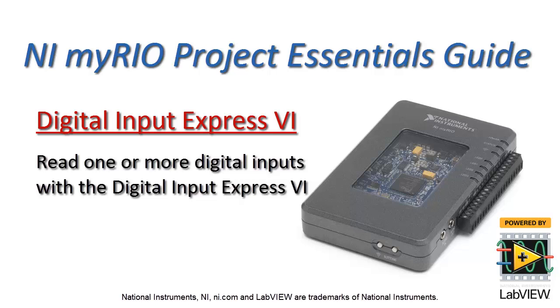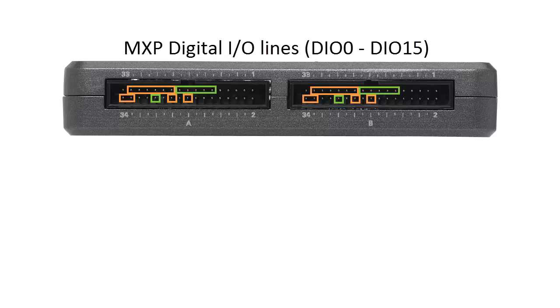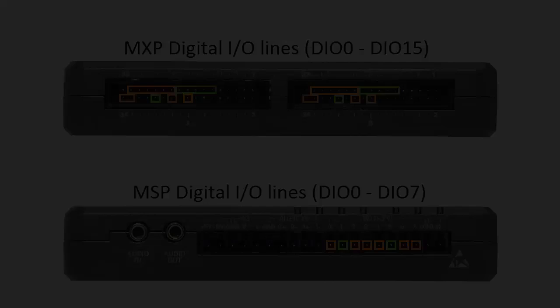Now I'd like to show you how you can read one or more digital inputs with the Digital Input Express VI. The two myRIO MXP connectors include 16 digital I/O lines each, while the MSP connector includes 8. Green indicates those lines that are dedicated digital I/O functions, while orange indicates those that are shared with secondary functions.